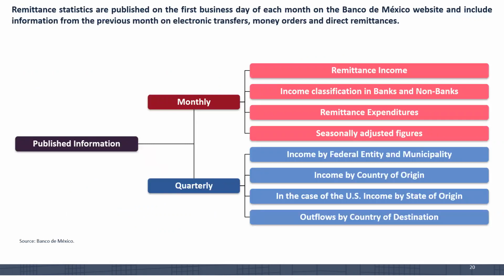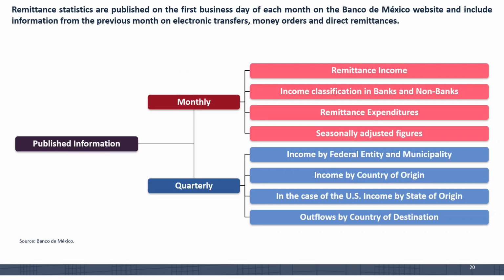Banco de Mexico publishes monthly information on remittances, including total income, the number of transactions, and the average remittance. We also have the breakdown in banks and non-banks, remittance outflows, and seasonally adjusted figures on the main aggregates. We also publish information about the channels through which remittances are transferred: money orders, electronic transfer, and cash or kind. We used to have checks, but not anymore.